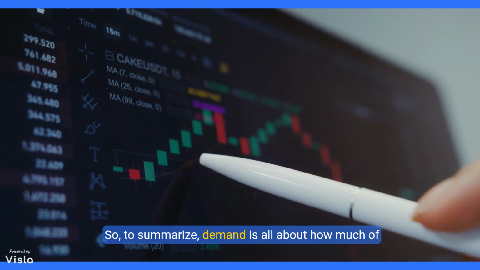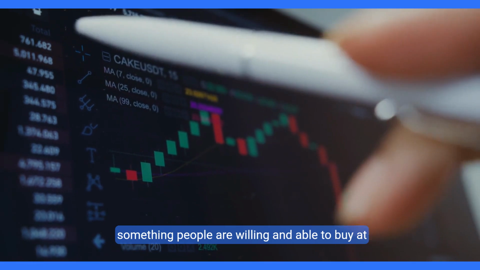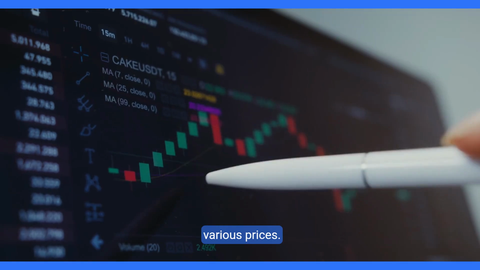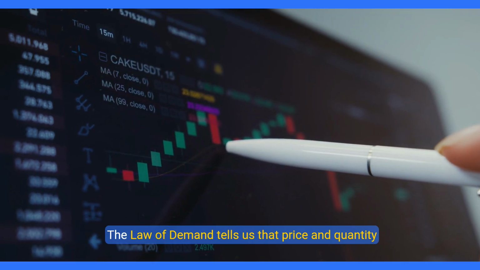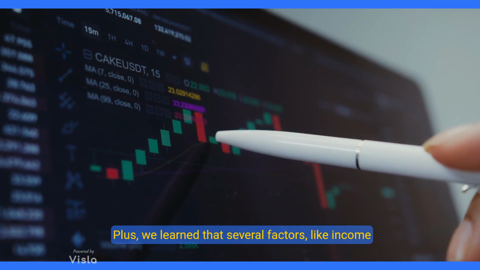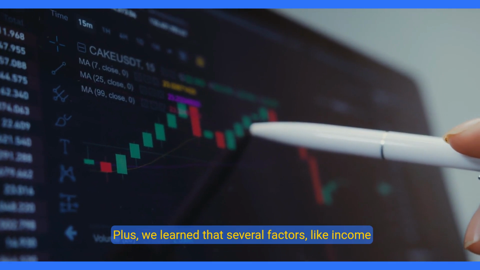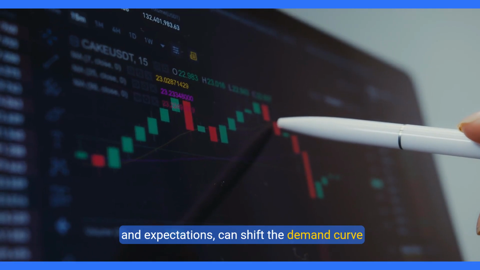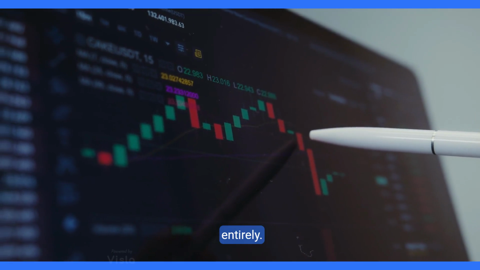So to summarize, demand is all about how much of something people are willing and able to buy at various prices. The law of demand tells us that price and quantity demanded move in opposite directions. Plus, we learned that several factors, like income and expectations, can shift the demand curve entirely.